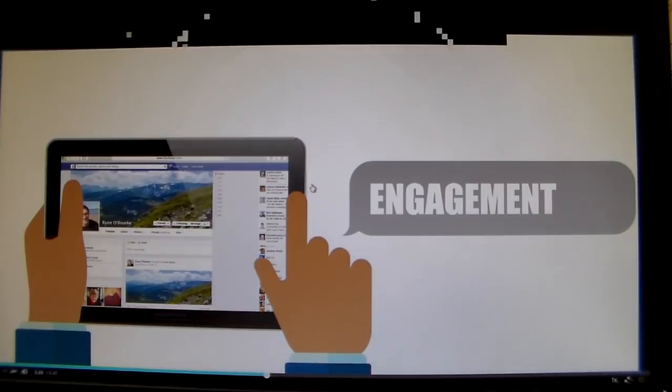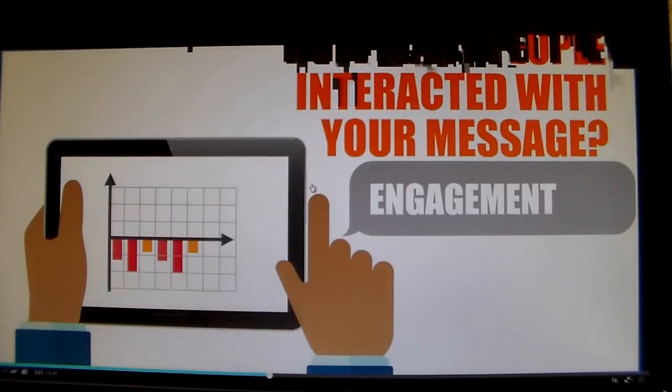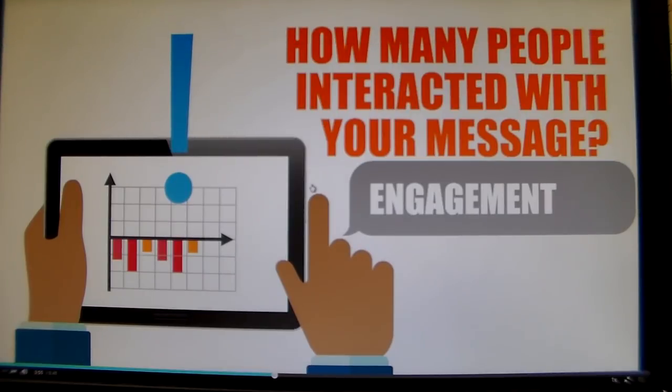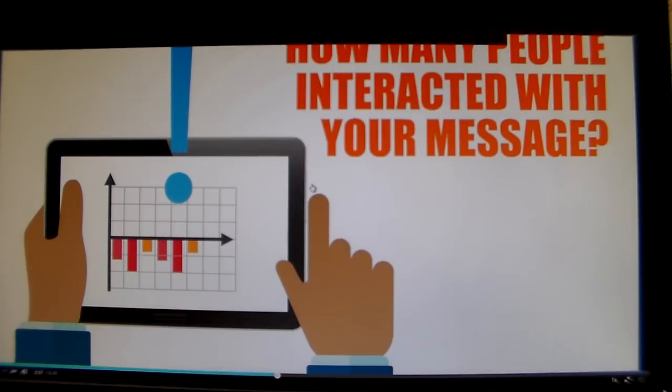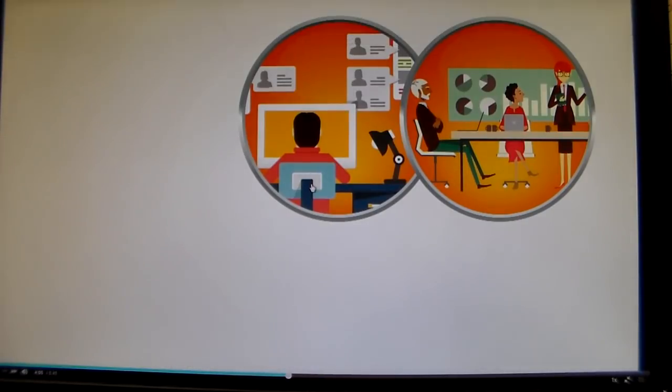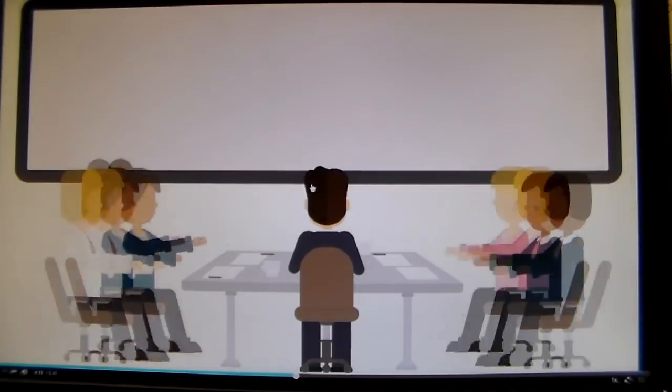The second step is to measure engagement. Engagement data answers the question, how many people interacted with your message? Engagement metrics are vital information because it tells whether your content is inspiring enough for your target audience to actually interact with it. If the engagement level is low, marketers should carefully analyze the content and take a critical look at how to improve it. Below are some examples of engagement metrics.